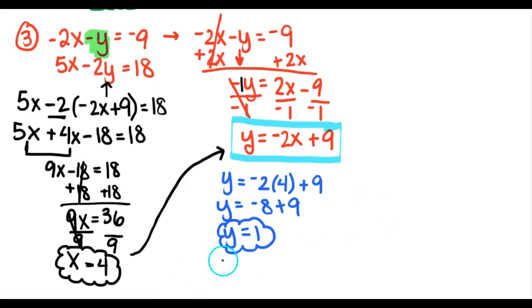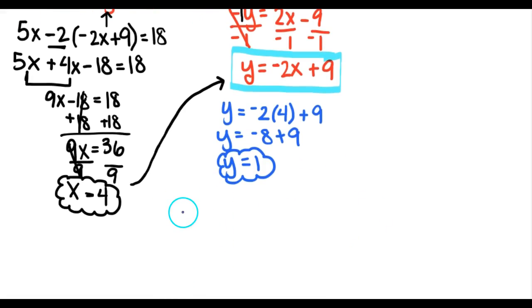So then our answer, because remember it always goes x and y, is going to be 4, 1. So those of you who had the questions about the negatives and some of the other ones, I hope this helps.